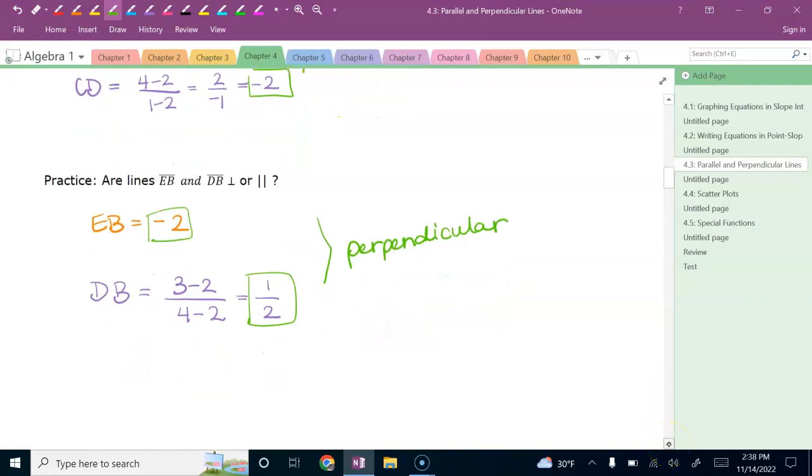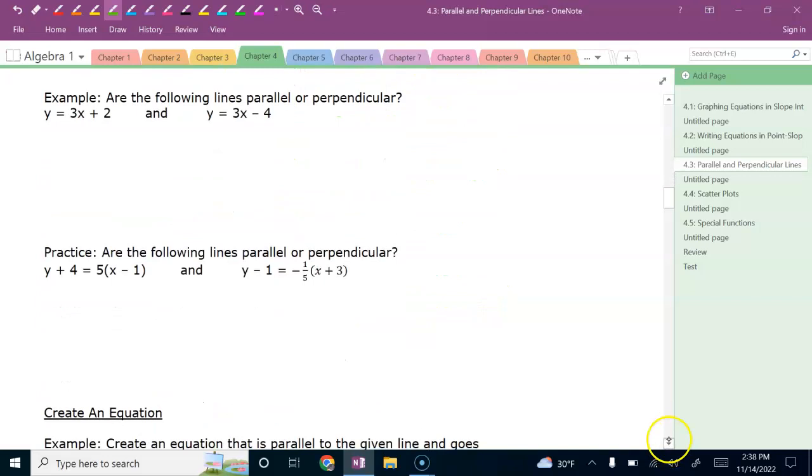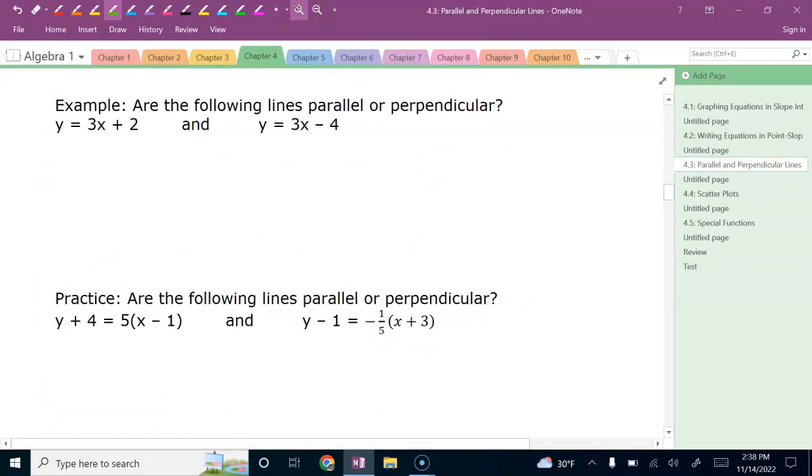Now, another situation that you might have is if they actually just give you the equations of a line instead of giving you lines that are graphed and asking you the same thing. Are they parallel? Are they perpendicular? So when you're dealing with a problem like this one, you need to look at where the slopes would be. Both of these equations are in slope-intercept form, that y equals mx plus b form. So remember that your slope would be the number that's in front of your x. So the 3 is your slope for both of them. Since they're the same, that would mean that these lines are parallel.